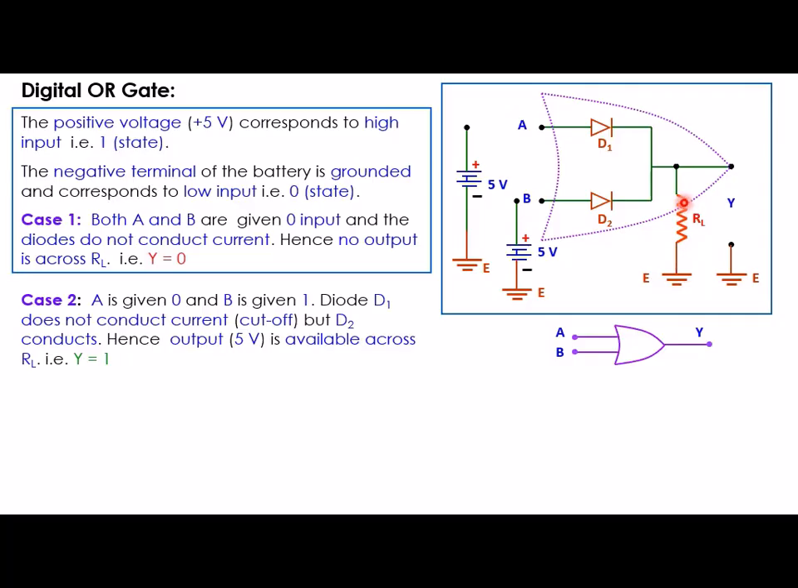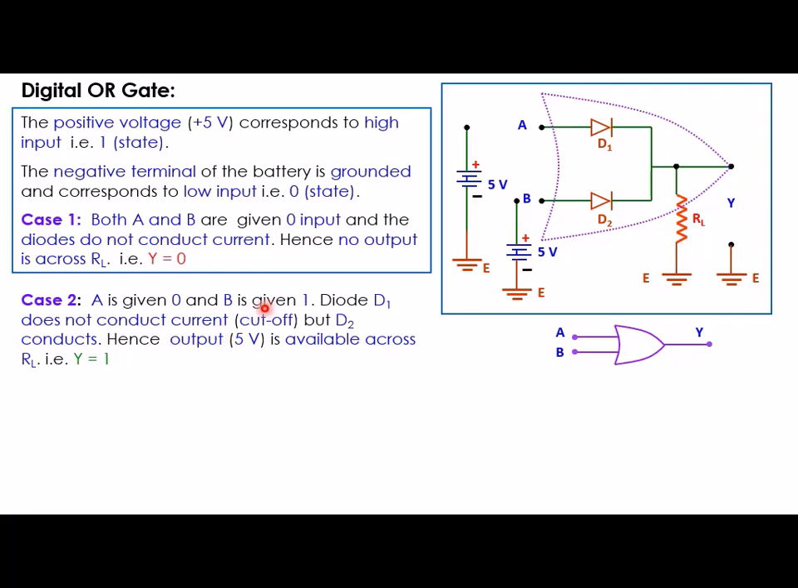Now if current is flowing through this load resistance RL, then there will be a potential drop. And how much will that potential drop be? It will be exactly equal to this 5 volt minus some 0.7 volt, depending upon the barrier potential of this diode D2. So approximately we can say that the potential drop across this load resistance RL will be equal to 5 volt. So we can consider that as output 1, Y equals 1.